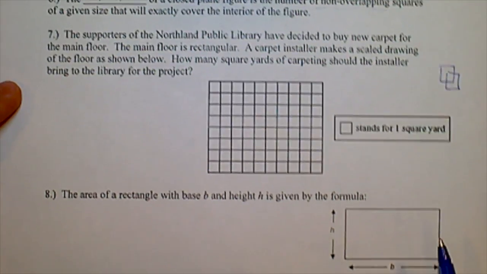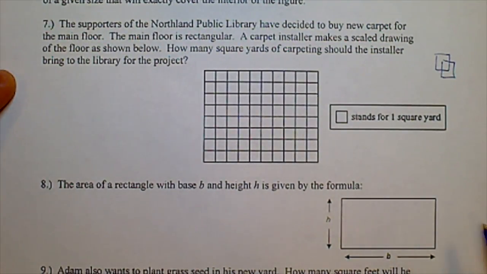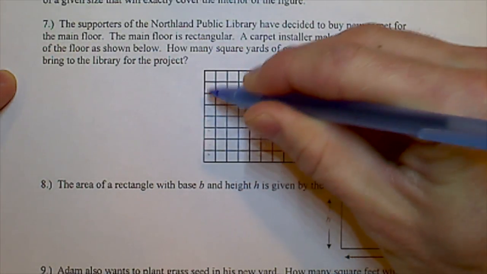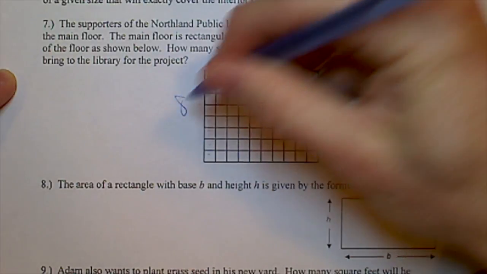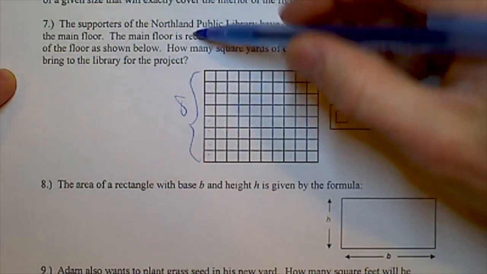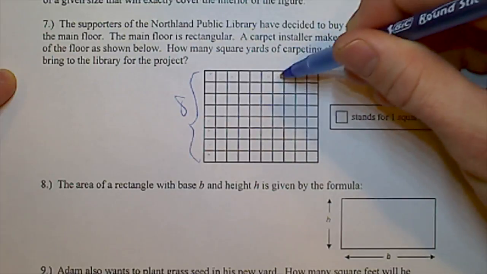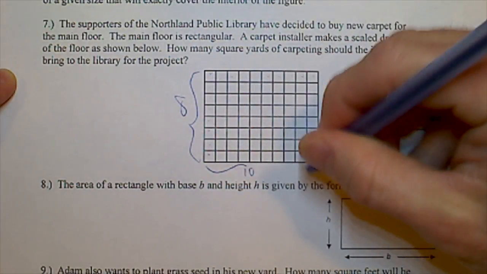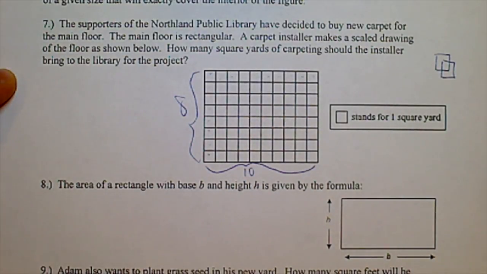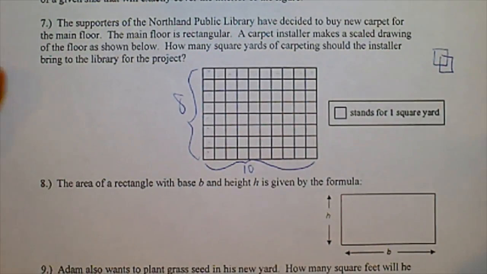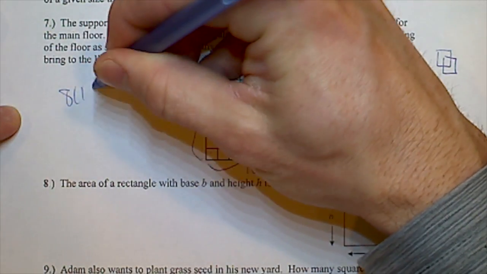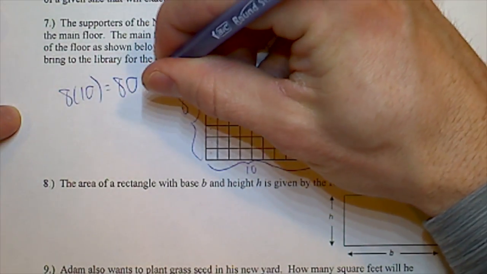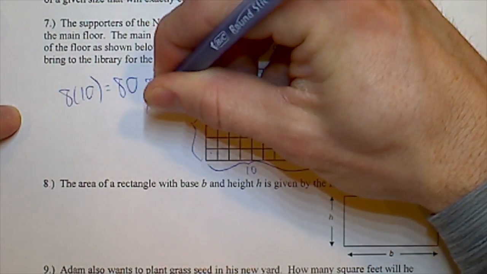All right, so hopefully you had a chance to think through that. Usually I'll get an explanation that goes something like this. Well, I counted 1, 2, 3, 4, 5, 6, 7, 8 rows. And then 1, 2, 3, 4, 5, 6, 7, 8, 9, 10 columns. I'll get some explanation that kind of looks like that. And then a student will say to me, oh, well, I took 8 times 10 and that got me 80. So that's how many square yards the carpet installer should purchase.